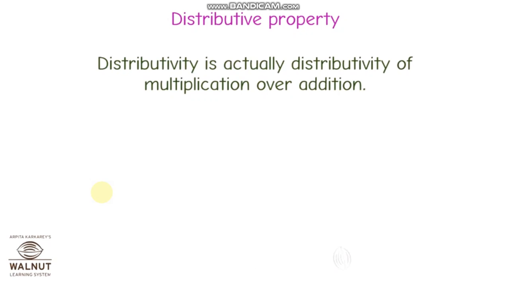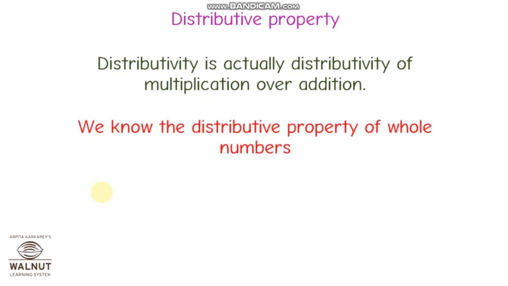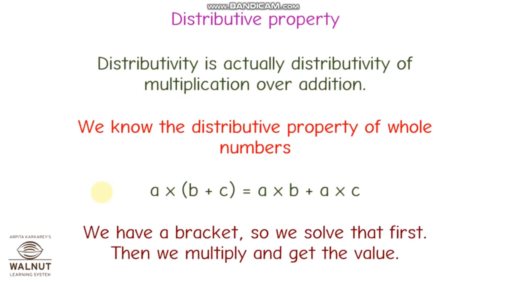Next we move to the distributive property, actually the distributive property of multiplication over addition. We already know the distributive property of whole numbers says a into b plus c is equal to a into b plus a into c. If we have a bracket, we solve it first, then multiply and get the value. Is it the same or not? If it is the same, it concludes the distributive property.